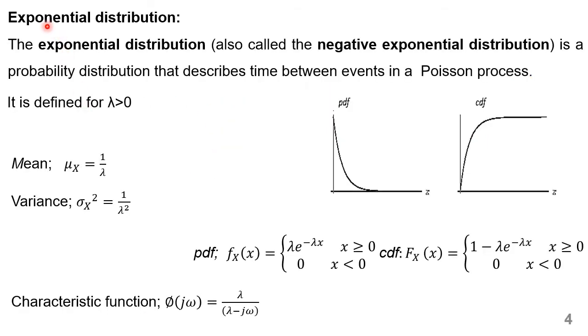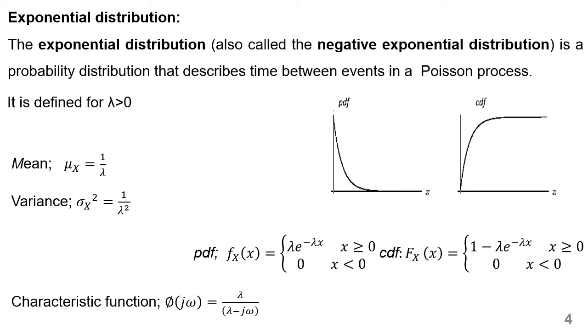Next is exponential distribution. It is also known as negative exponential distribution. It is a probability distribution that describes the time between events in a Poisson process. Its PDF is shown here, and the PDF is defined as fx of x is equal to lambda e to the power minus lambda x for x value greater than or equal to 0, and it is 0 for x value less than 0.